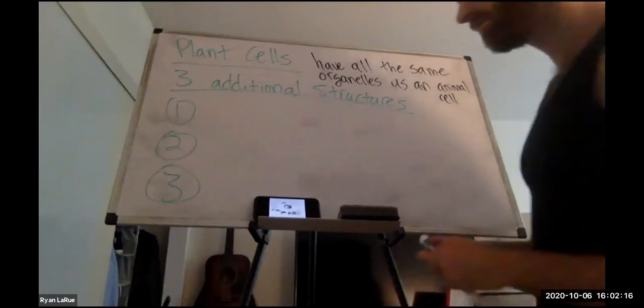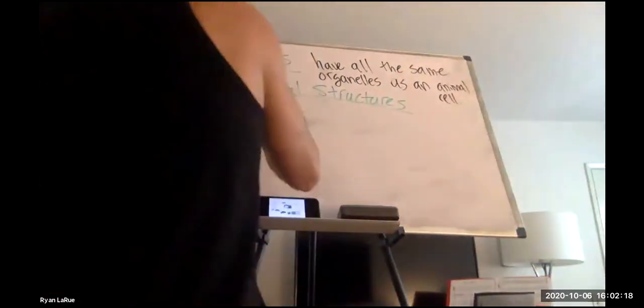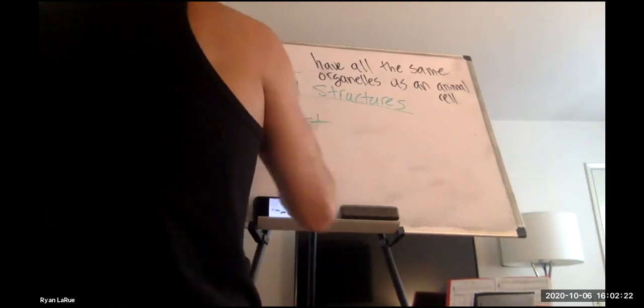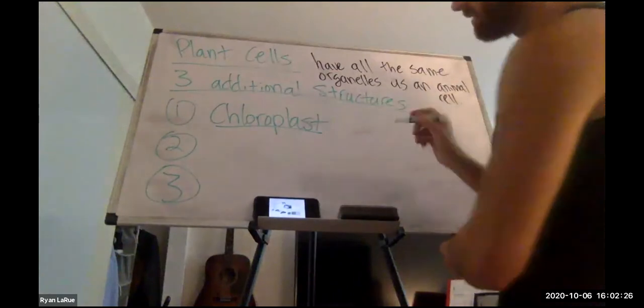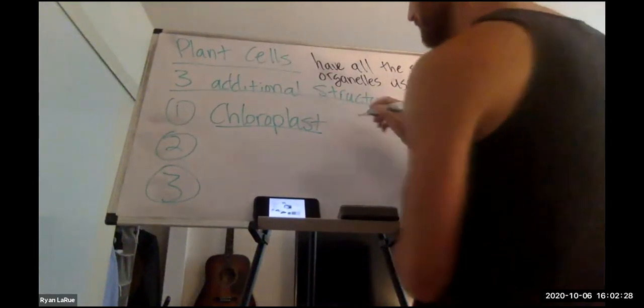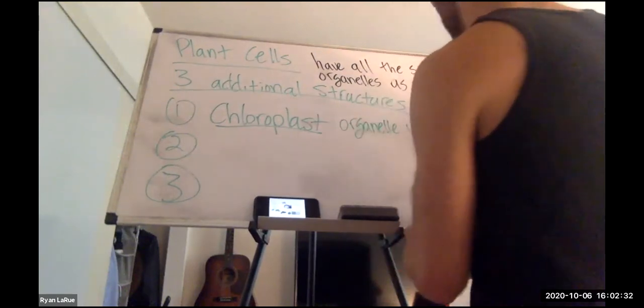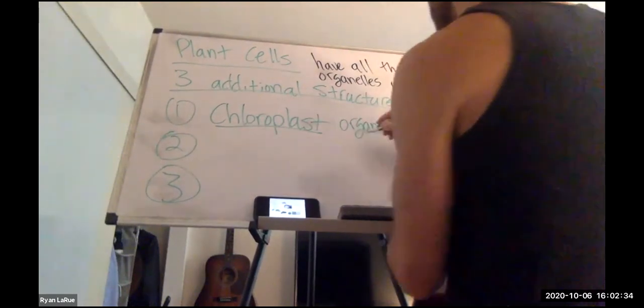The first additional organelle is called a chloroplast. And the chloroplast is devoted to photosynthesis. So this is the organelle where photosynthesis takes place.